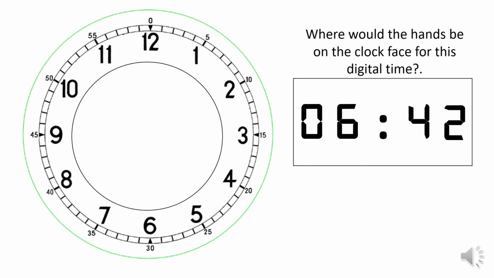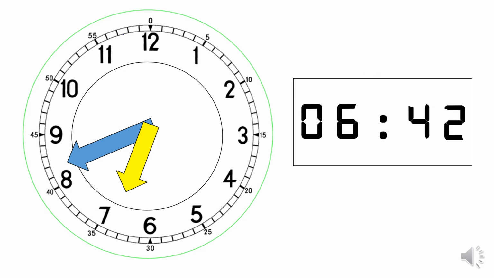Try this one for me. 6:42. Stop the video to have a little go. So here the hour hand has passed the 6. We've counted on 42 notches. 6:42.